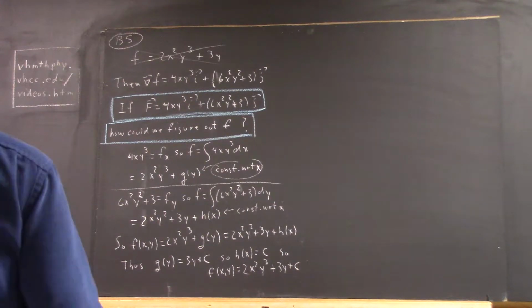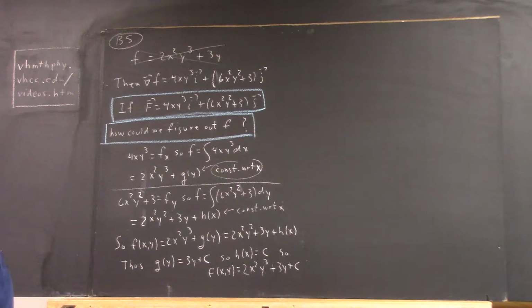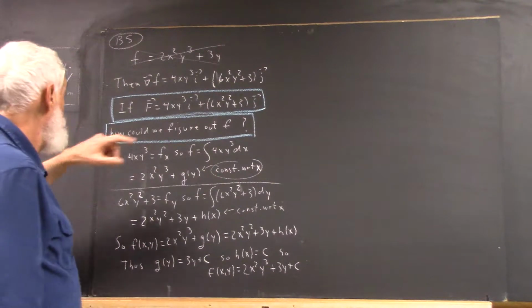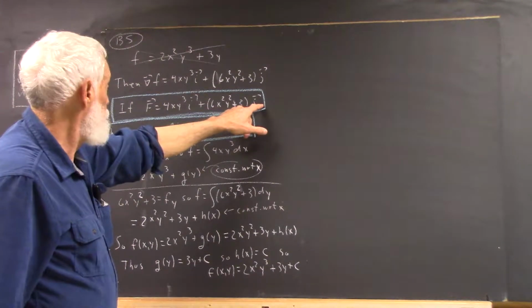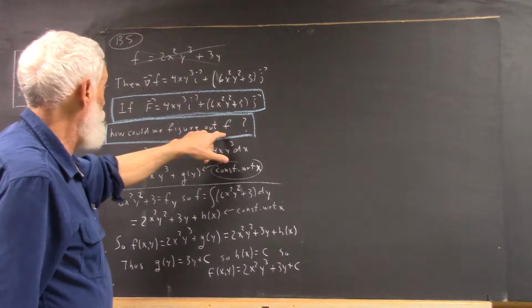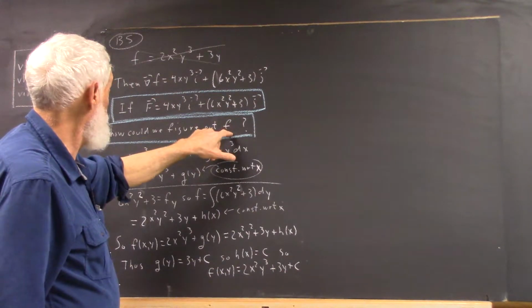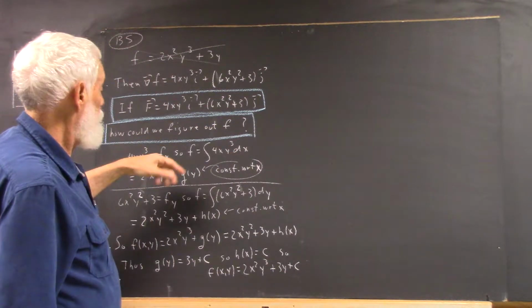Okay, doing a little bit of BS here, brief summary. We ask, if this is our vector function, then can we figure out a function little f such that this function is the gradient? Okay?